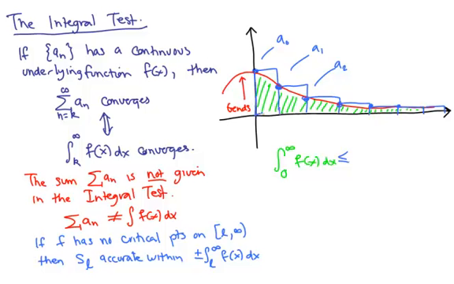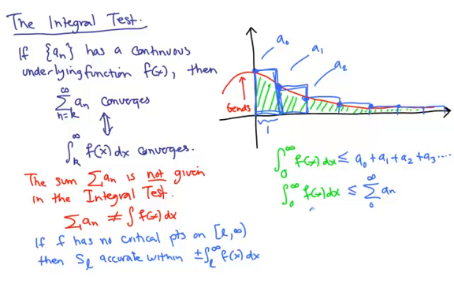But how much area is in this first rectangle right here? Well, it's got a height of a0, and it's got a width of 1 unit, because the sequence dots are 1 unit apart. That means the second rectangle has a width of 1 and a height of a1. The third rectangle has a height of a2, and on down the line. In other words, the integral from 0 to infinity of f of x dx is less than or equal to the sum of the series.